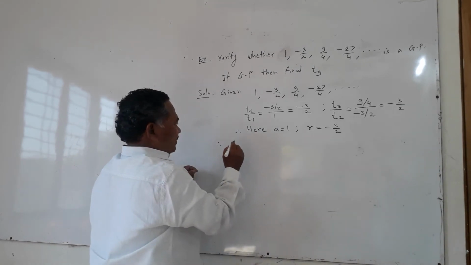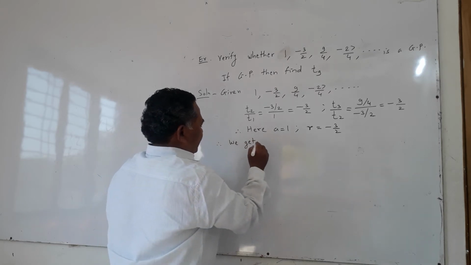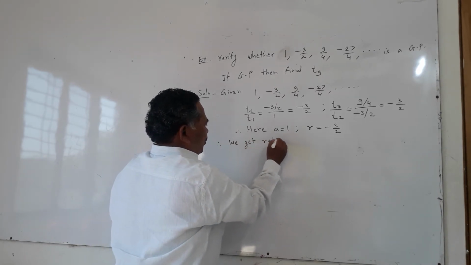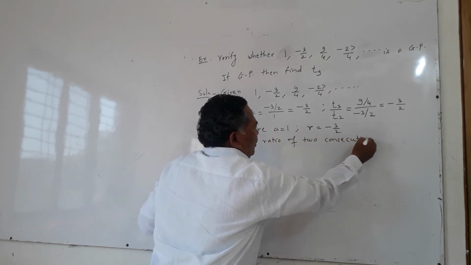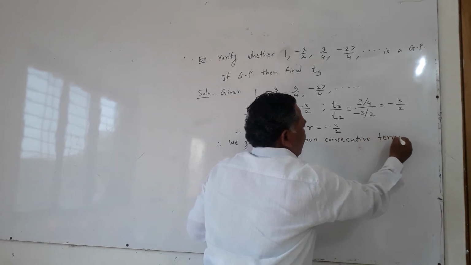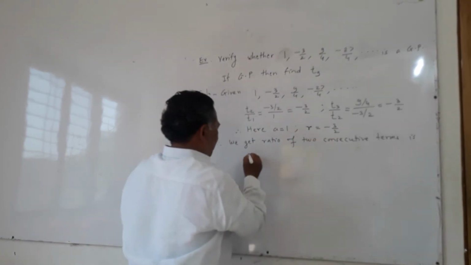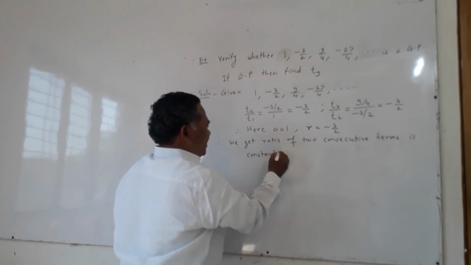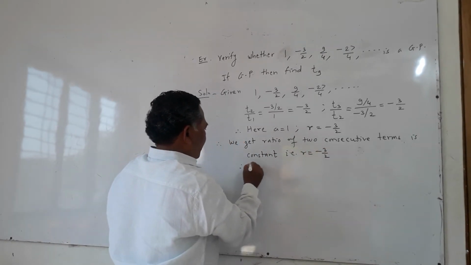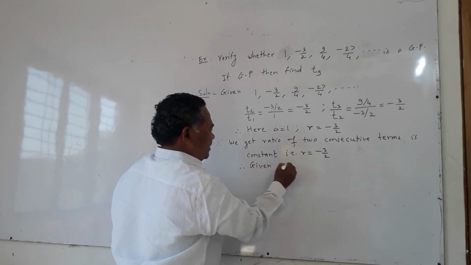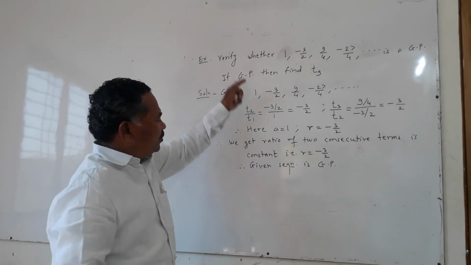Therefore we get that the ratio of two consecutive terms is constant. That is, r is equal to minus 3 by 2. Therefore the given sequence is a geometric progression. Remember, we show it in this manner.